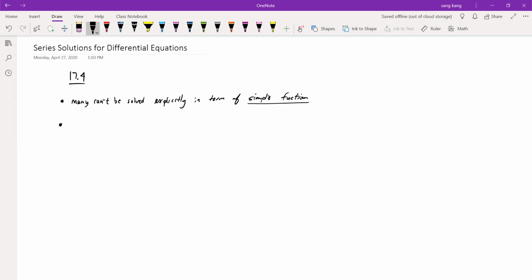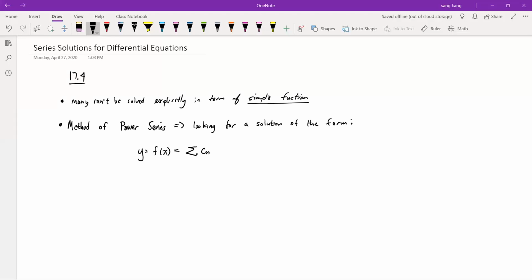So what we're going to do is use the method of power series. We're basically looking for a solution of the form, recall what a power series was. So our solution y, which is a function of x.